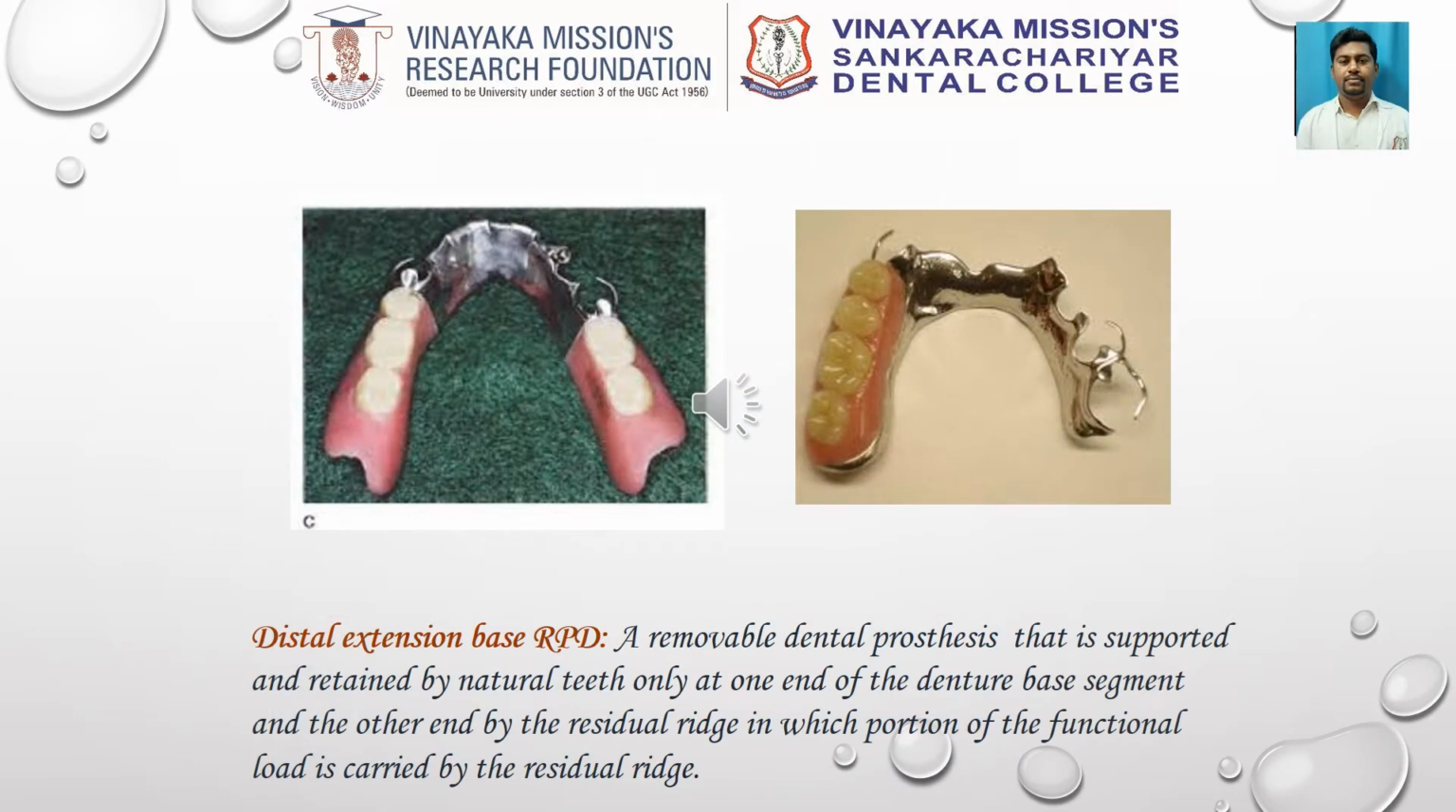Before moving into special impression techniques for distal extension removable partial dentures, we have to understand what a distal extension removable partial denture is. It is a dental prosthesis that is supported and retained by natural teeth on one end of the denture base segment and on the other end by the residual ridge, in which a portion of the functional load is carried by the residual ridge. In very simple terms, at one point you have your teeth and at the other point you have your residual ridge, where your functional load is being carried.